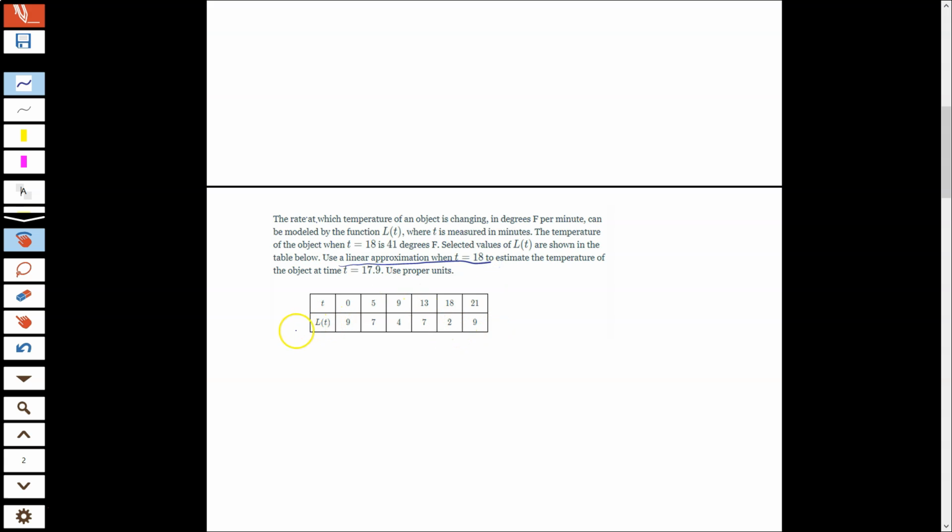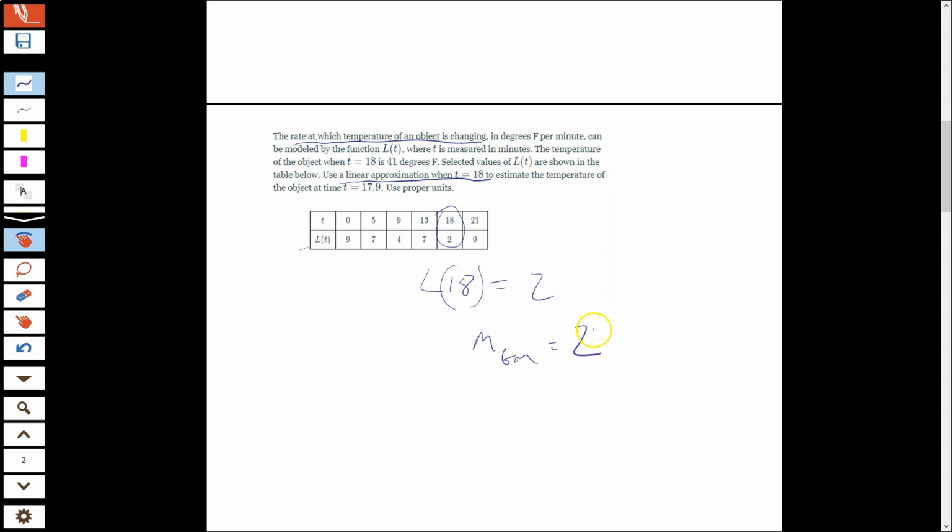Remember, L of t is the derivative, right? So t equals 18. L of 18 is 2, which is the slope of my tangent line. And we know that L of t is a derivative because it's the rate at which the temperature of an object is changing. Okay. All right. And what we also need is the point, right? And the point is given to us in the text. The temperature of the object when t equals 18 is 41 degrees Fahrenheit.